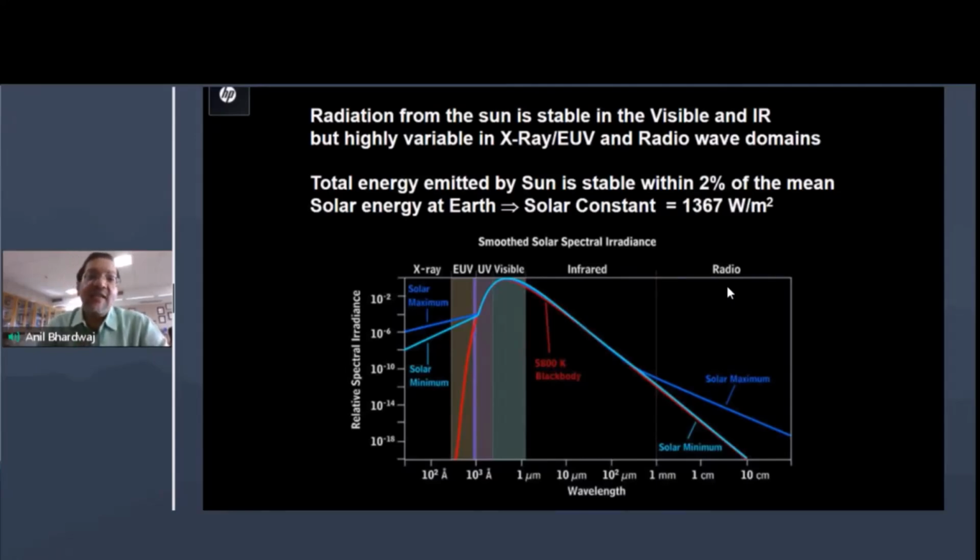It is something like 1360 watts per meter square. It is the amount of radiation or heat which is coming from the sun continuously 24/7 falling on the earth.